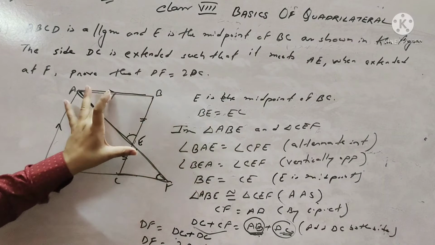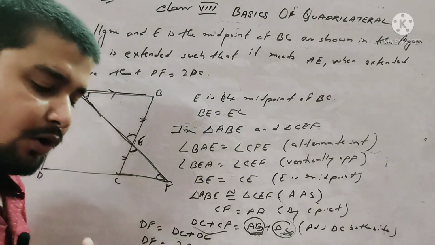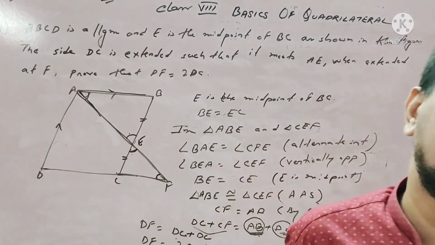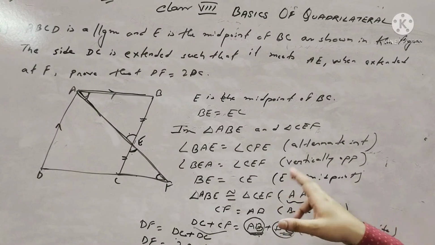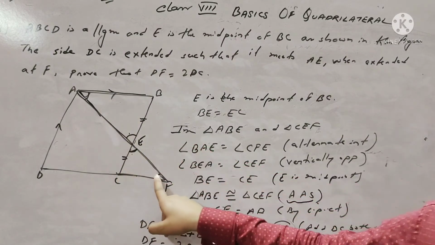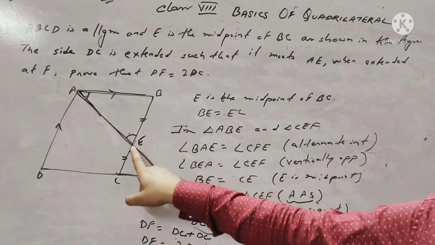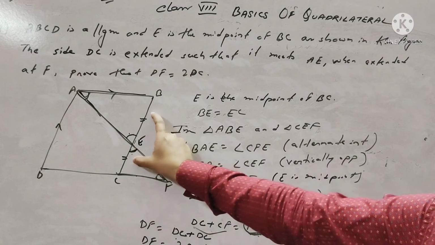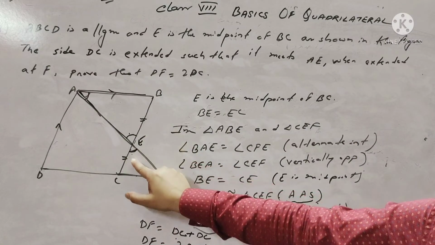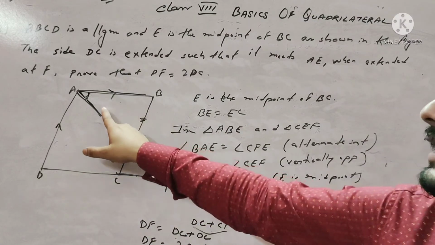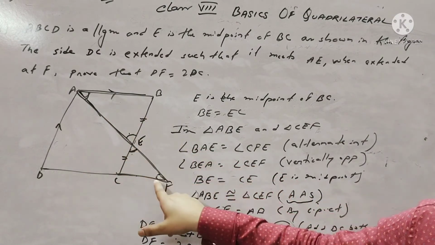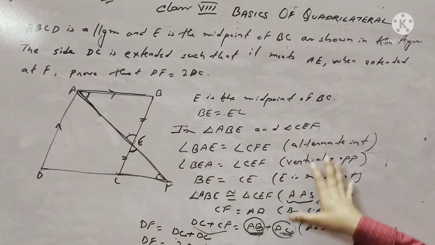First of all, you prove these two triangles are congruent. This is a part of class 9, how to prove two triangles congruent. So here we prove congruence by angle angle side. These interior angles are equal, this one is vertically opposite, and this one is given, that E is the midpoint of this side, so this side is equal. So by angle angle side, this is congruent.